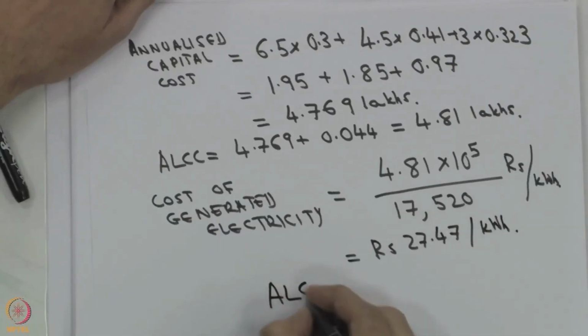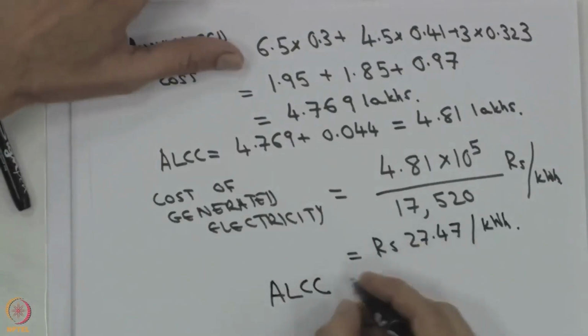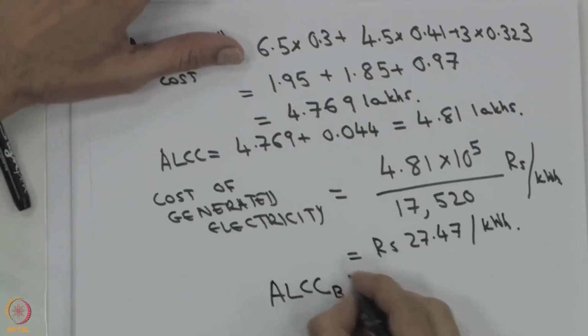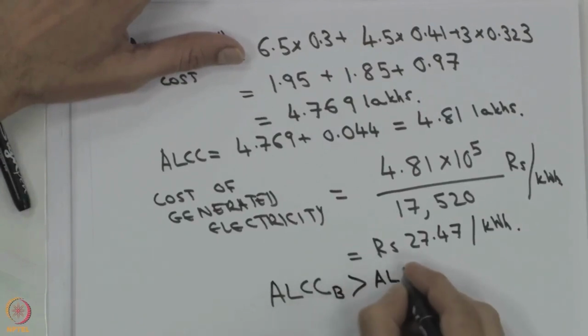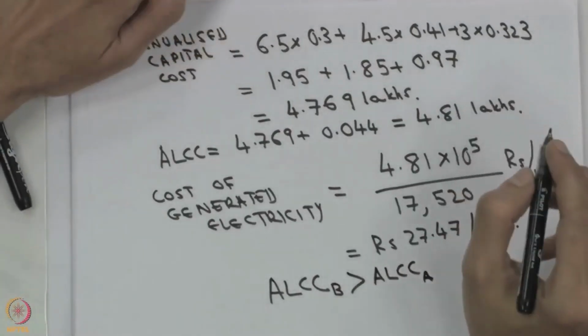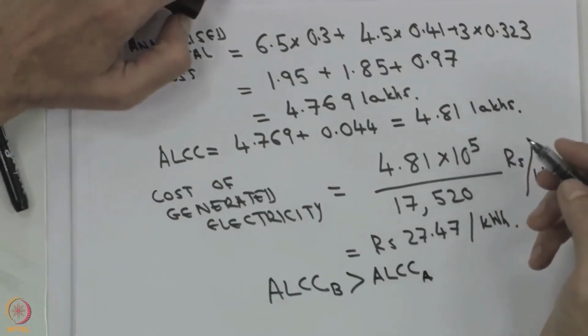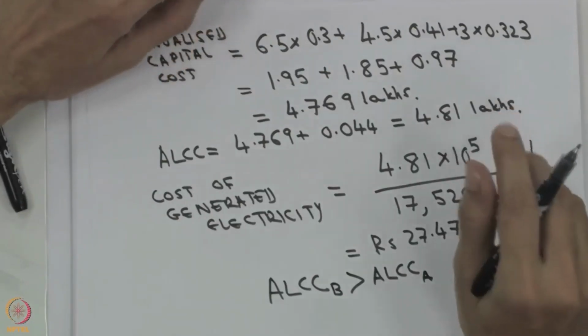ALCC B turns out to be greater than ALCC A. Cost of electricity for B turns out to be greater than that for A. So, with a discount rate of 30%, this means that the company will not opt for solar PV.